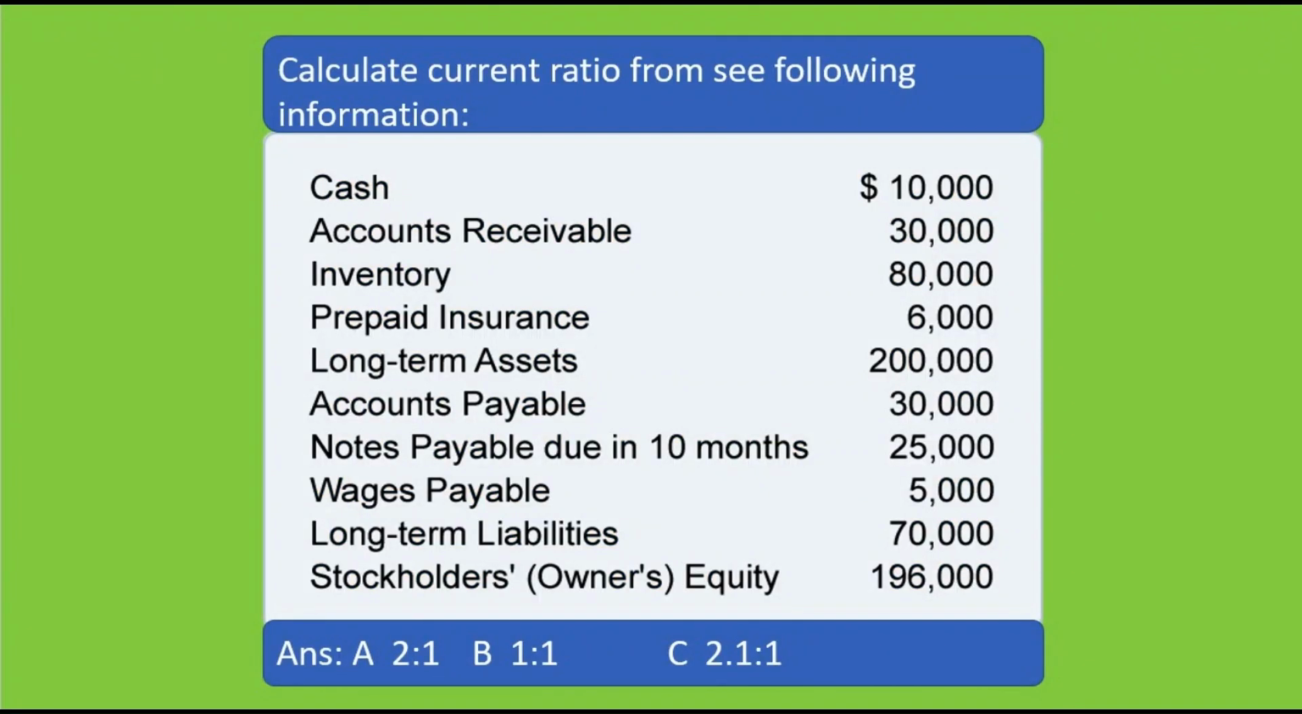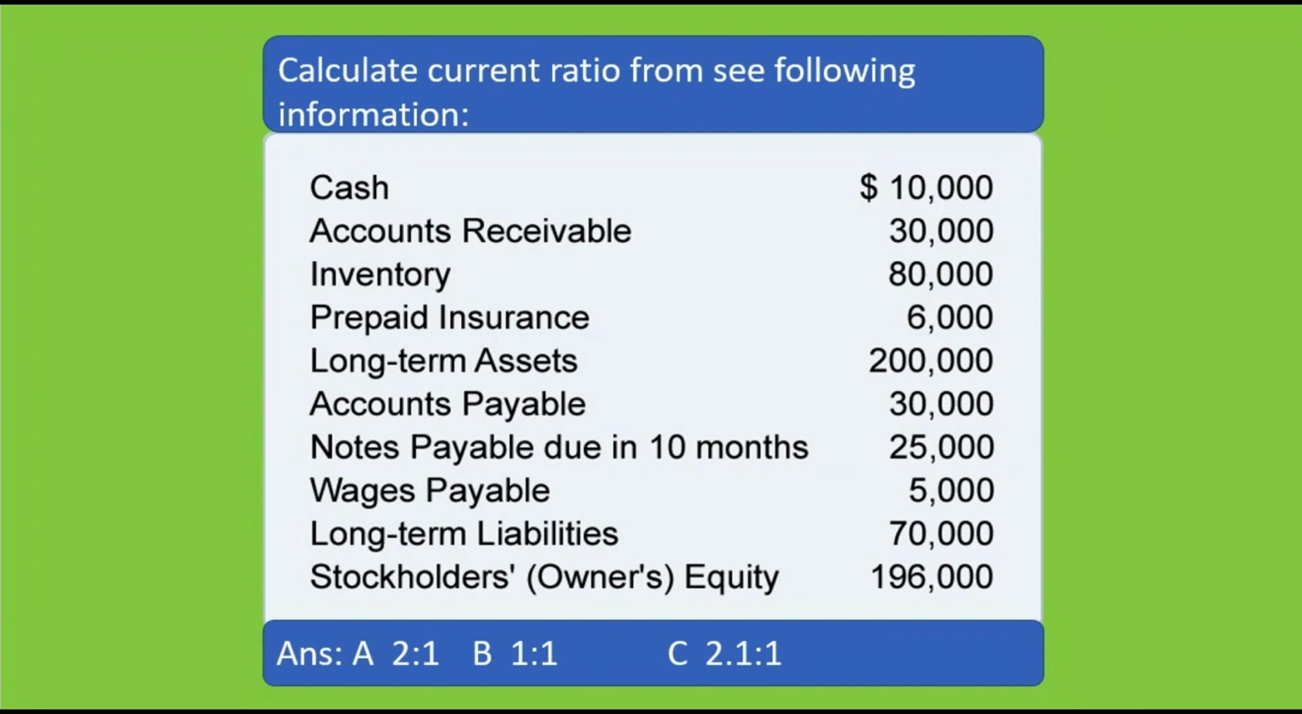Now let's look at some MCQs. Calculate the current ratio from the following information. Cash 10,000. Accounts receivable 30,000. Inventory 80,000. Prepaid insurance 6,000. Long-term assets 200,000. Accounts payable 30,000. Notes payable due in 10 months 25,000. Wages payable 5,000. Long-term liabilities 70,000. Stockholders' owners' equity 196,000. Answers: A. 1:1, B. 2:1, C. 2.1:1.